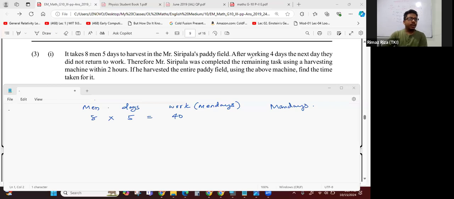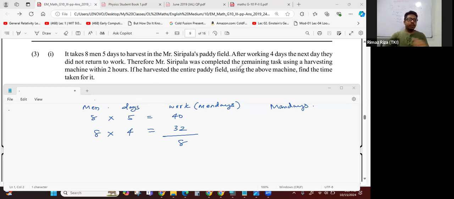40 men days. After working 4 days, the next day, they did not return to work. They didn't tell anything about the number of men worked, so we have to consider it as 8 men worked for 4 days. If 8 men work for 4 days, 32 of the work is done. Total work is 40. Out of that, 32 is done. Therefore, remaining work is 8. So 8 will be the balance work to be done.